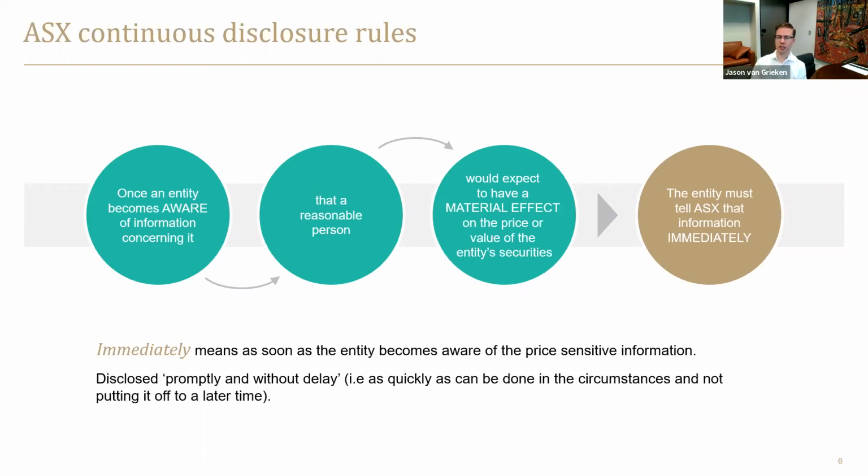Now, immediately in the circumstances really just means promptly and without delay. So it wouldn't be good enough, for example, for a company to become aware of it at management level, pass it through to the board, but wait to announce something until they've held a meeting 24 or 48 hours later in order to formally approve something. That's not promptly and without delay. There can be circumstances where the company has an immediate obligation to announce to the market, notwithstanding there may not have been formal board approval.